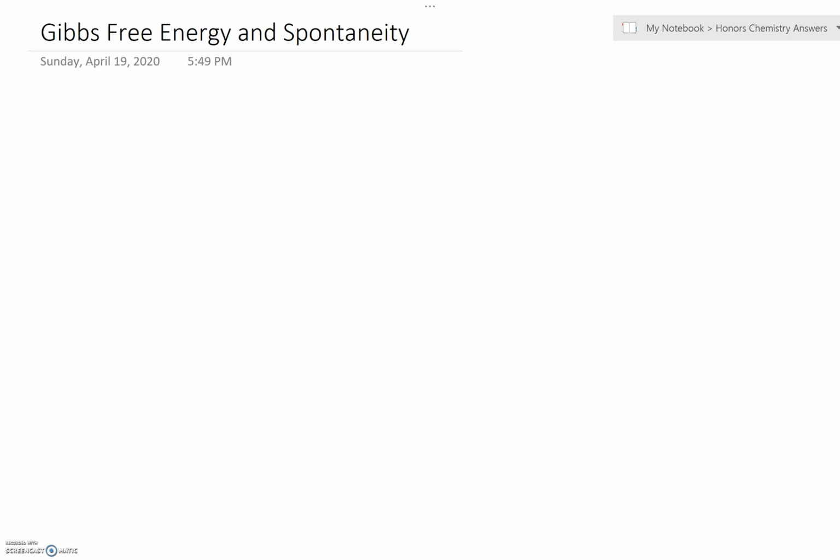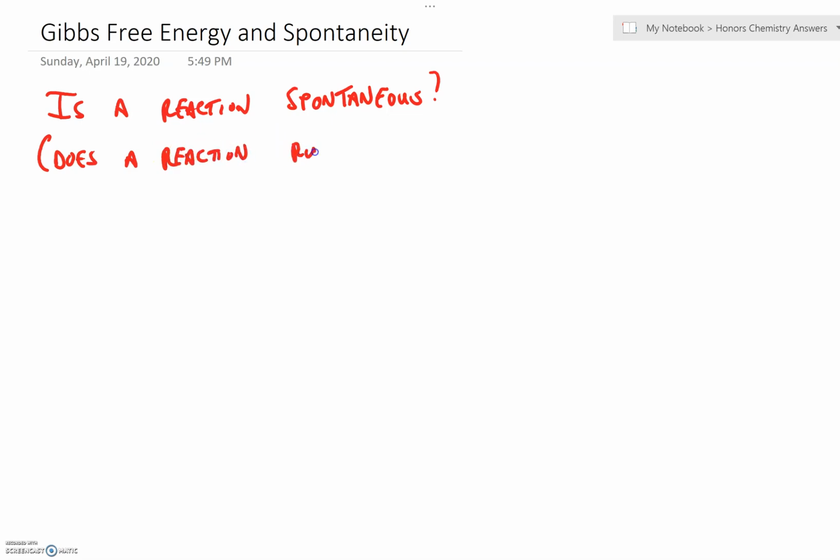Okay, welcome everybody to something called Gibbs free energy and spontaneity. And we're going to use this equation to answer the question, is a reaction spontaneous? And here's what we mean by spontaneous. Does a reaction run by itself? Or do we have to do something to get the reaction to run?